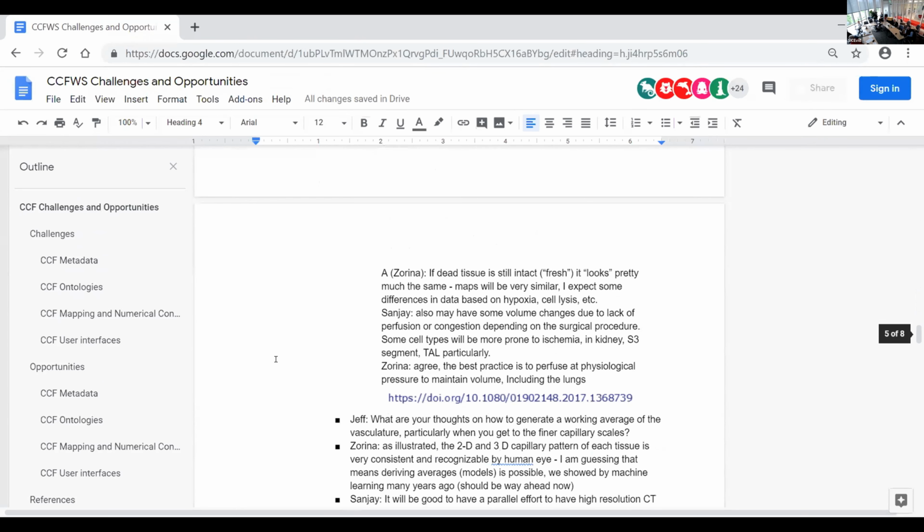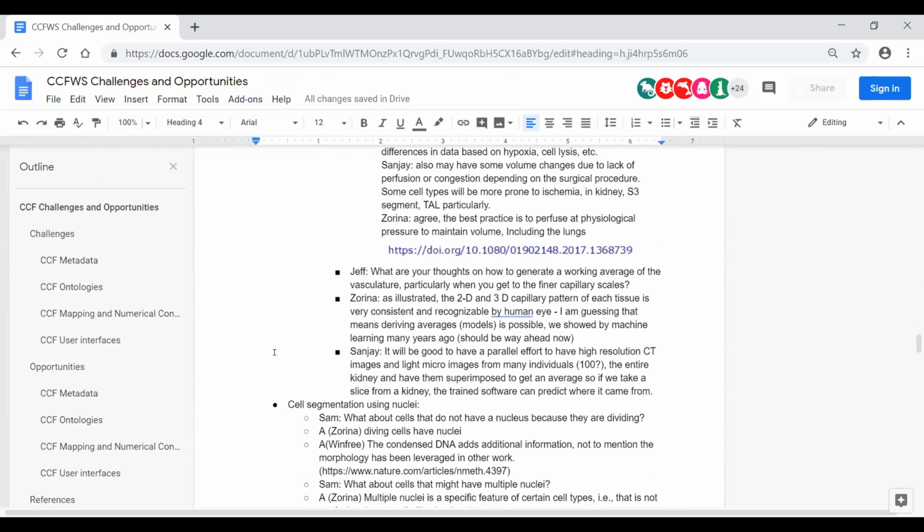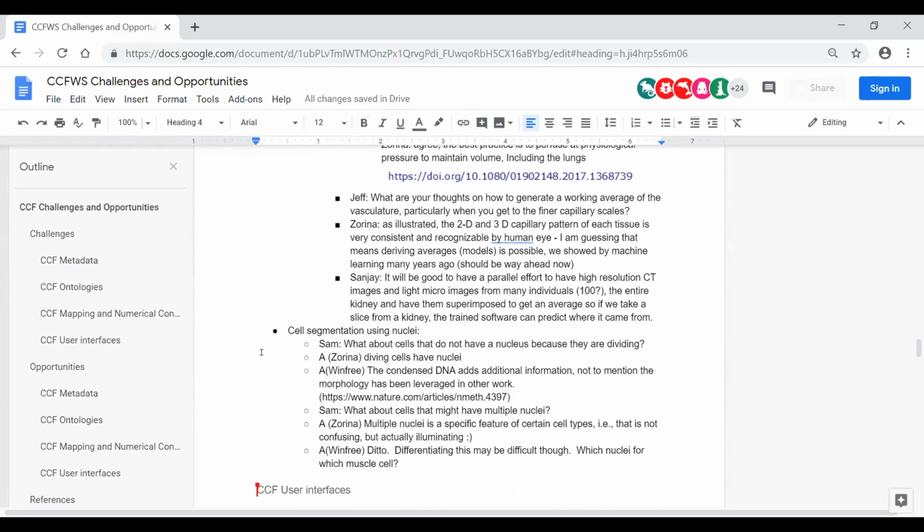I know one of the questions that I have that isn't totally clear is something that I brought up. I don't know if others have the same feeling, but it's clear to me how you would generate a working average of the vasculature for the larger structures. But as you get down to finer, 10 micron level capillaries, that would all, in my mind, just average out. And I don't know that I see the point of trying to go to those fine resolutions in generating an average framework. I don't know if anybody else.